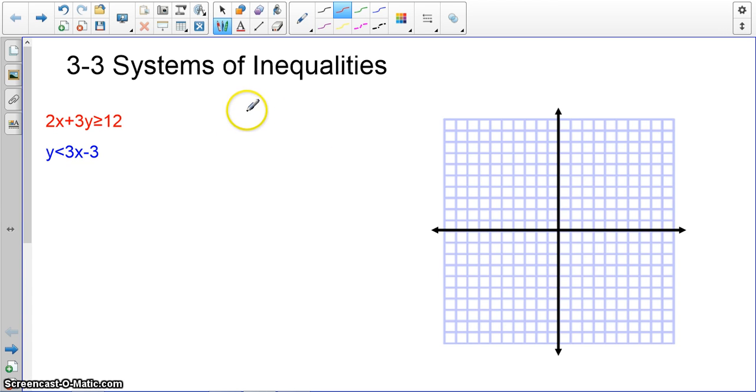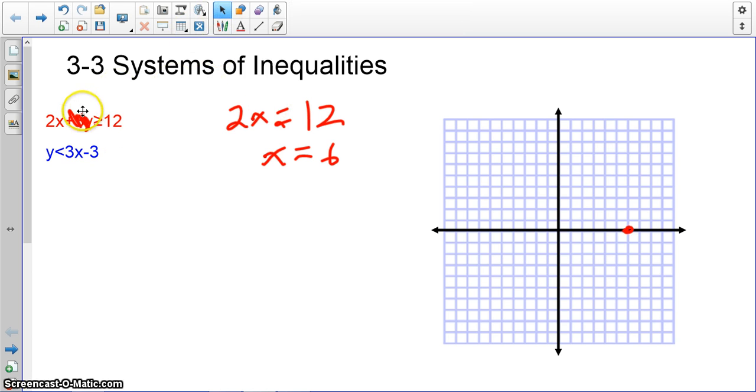You can always solve for y and use slope-intercept form, but I think it's a lot easier to just cover up one of the variables and make it an equation that's real quick and easy to solve. That finds the x-intercept. In this case, that's right here. The x-intercept is right there.